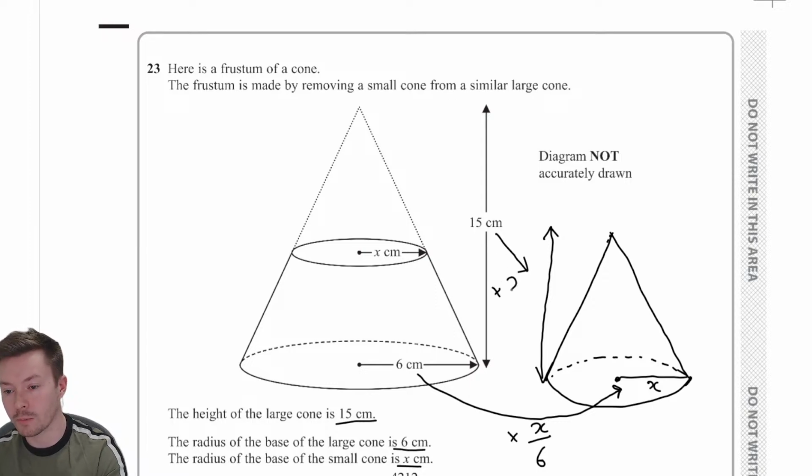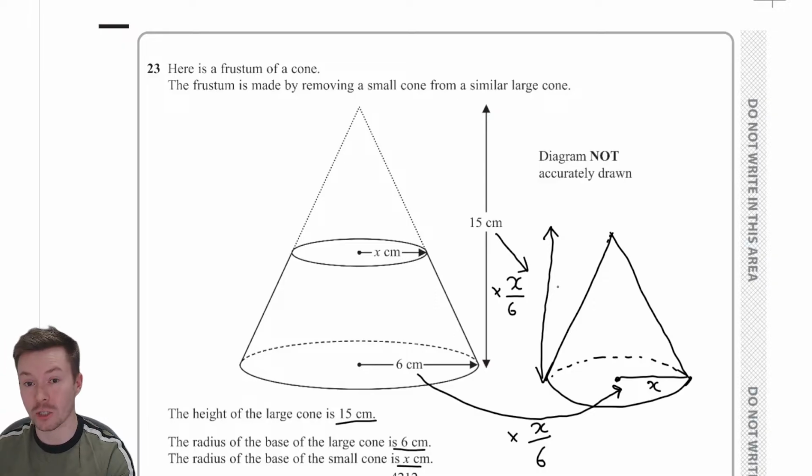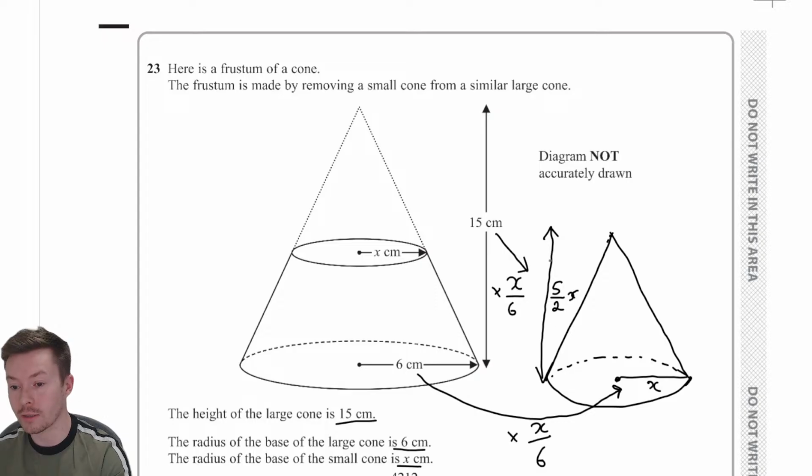We're going to need to times by x over 6. Now, what that's going to do is divide the 15 by 6, which is 2.5 or 5 over 2, and then obviously times by x. So we get, and you can leave it as a fraction or as a decimal, 5 over 2x. That's the height there.